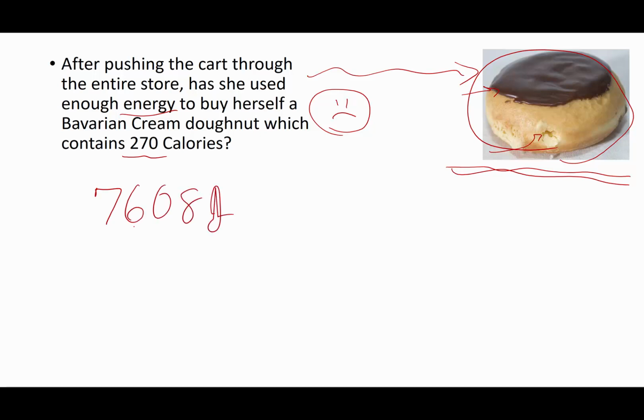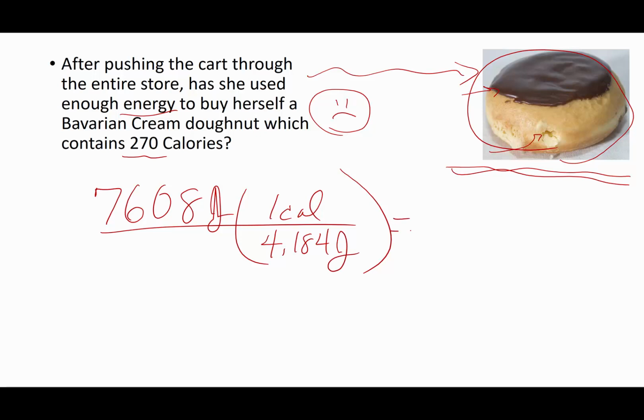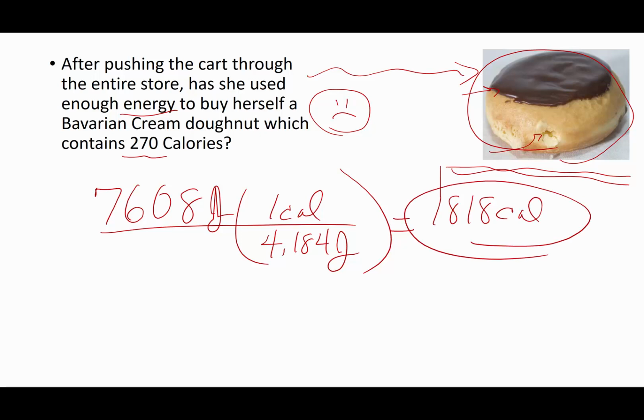Well, I've used 7,608 joules of energy. Let's do a little conversion. 1 calorie is 4.184 joules, and that's 1,818 calories. Woohoo! That's a lot of calories. I should be able to have my donut, shouldn't I?